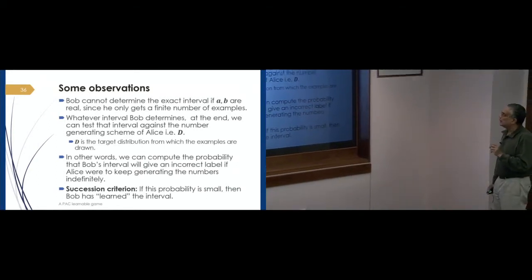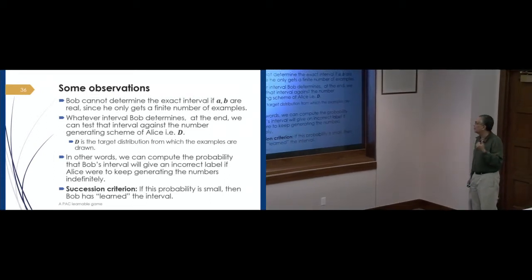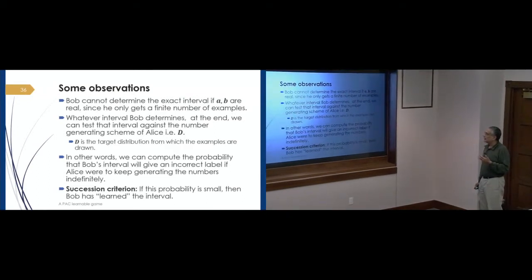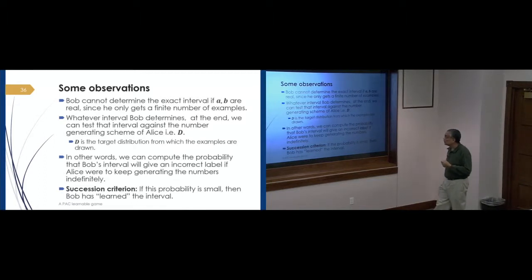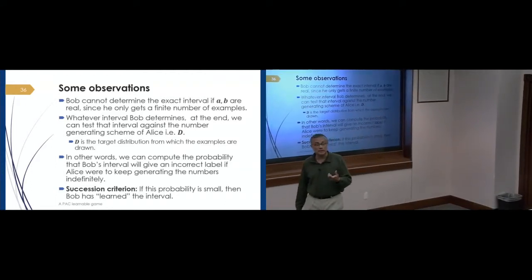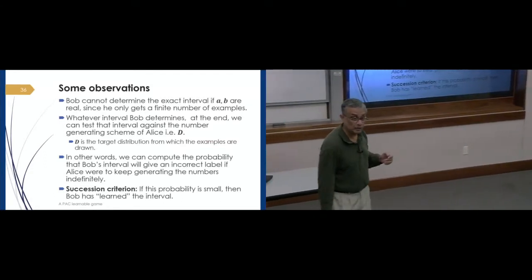The second observation is that whatever interval Bob decides is what Alice has in mind, at the end we can test that interval against Alice's scheme, which is defined by the distribution D, that Alice is using to provide the examples. And we can compute the probability, by testing, of how well Bob's interval is matching what Alice wants. So that's the second observation we want to make.